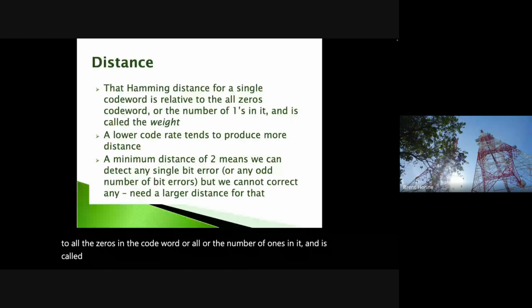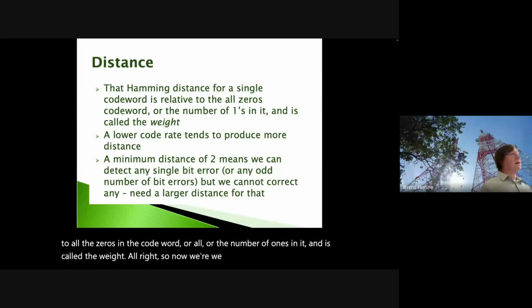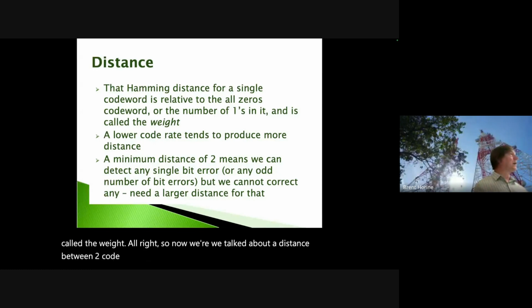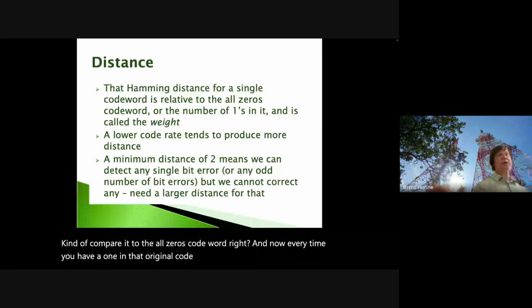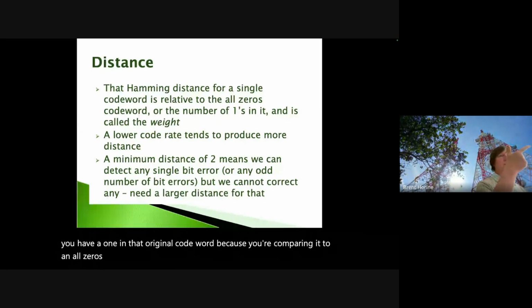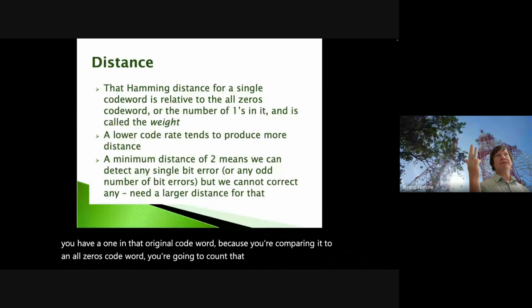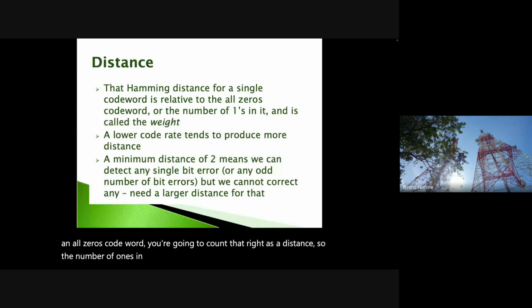All right, so now we talked about a distance between two code words, but we can look at a single code word and compare it to the all zeros code word, right? Every time you have a one in that original code word, because you're comparing it to an all zeros code word, you're going to count that as the distance. So the number of ones in that code word is what we call its weight, right?